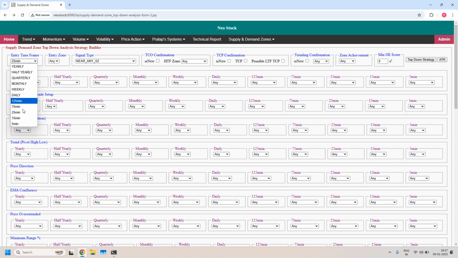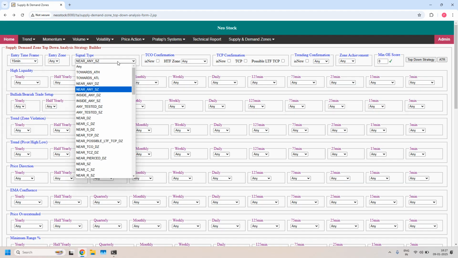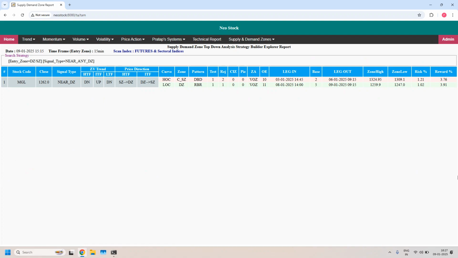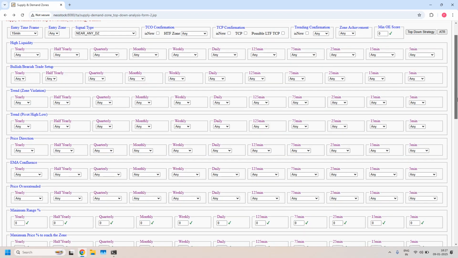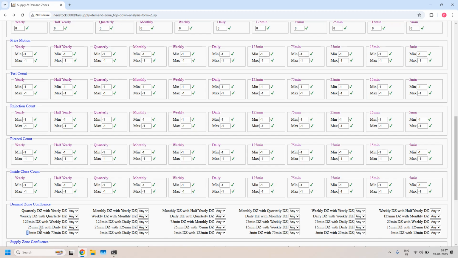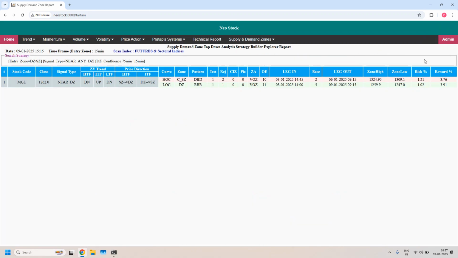Next time frame is 15 minutes. Stocks near 15 minutes demand zone. We got 1 stock. Let's verify this 1 stock is having ITF confluence. That is a 15 minutes demand zone with 75 minutes demand zone confluence. I'm enabling the filter. Oh, it is having a ITF confluence. That means this 15 minutes demand zone is part of the 75 minutes demand zone.